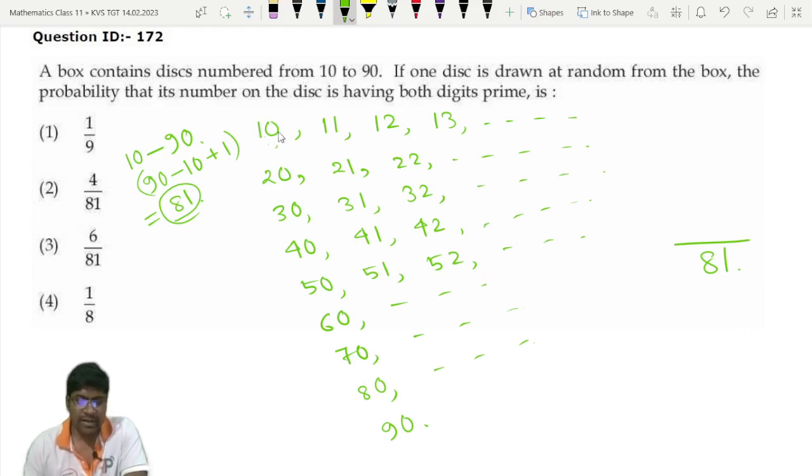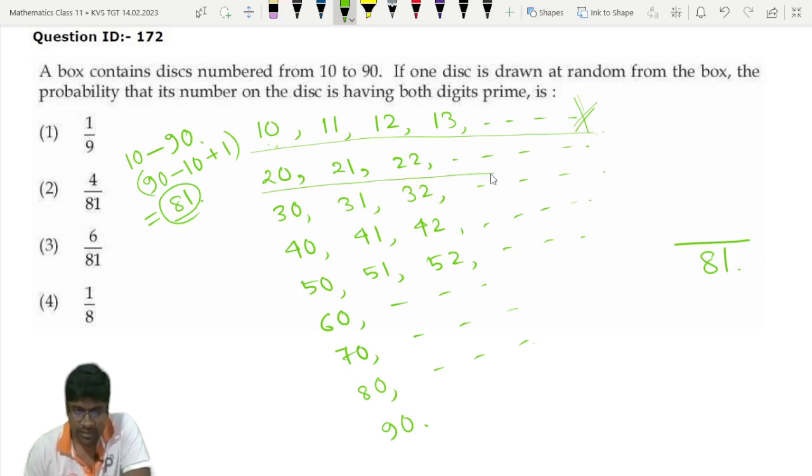Okay, 0 is not a prime, not a composite, nothing. 1 is neither prime nor composite. So it will start from 2. So 2 is a prime, 1 is not a prime. So this line is not of any use, because 1 is not a prime. Both the digits must be prime, they have told. Now 2 is a prime.